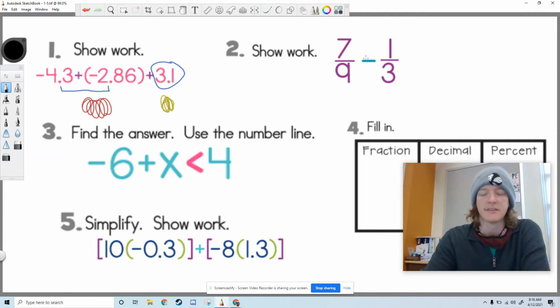Number 2, this is a fraction subtraction problem. You will need a common denominator. You could change this 3 to ninths pretty quickly by just doing times 3. Make sure you do that in the numerator.